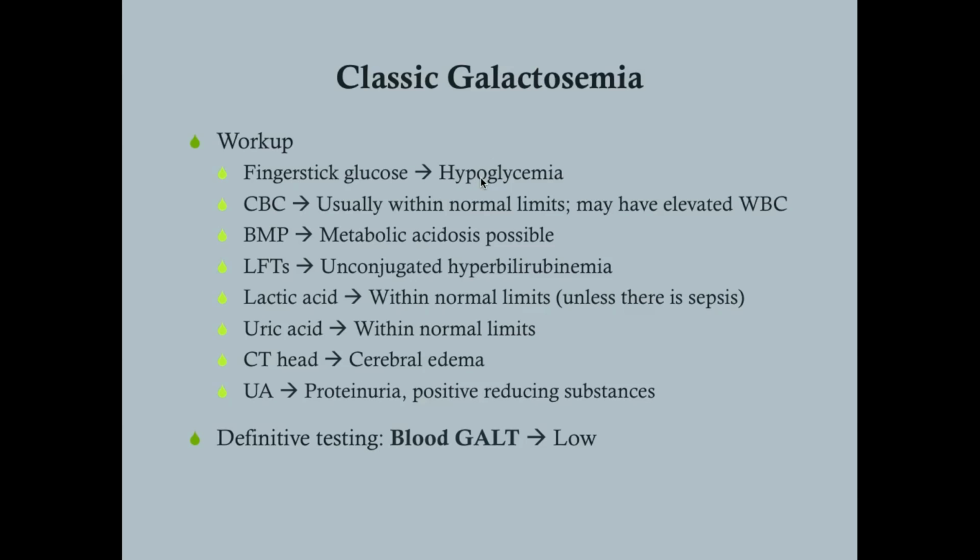Finger stick glucose will typically show hypoglycemia. The CBC will usually be within normal limits unless they have some kind of fulminant infection, in which they may have an elevated white count. A BMP often will show metabolic acidosis because of that Fanconi-like syndrome because of the renal damage. Liver function tests will typically show an unconjugated hyperbilirubinemia from the liver damage. Lactic acid will often be within normal limits, and the uric acid will often be within normal limits.